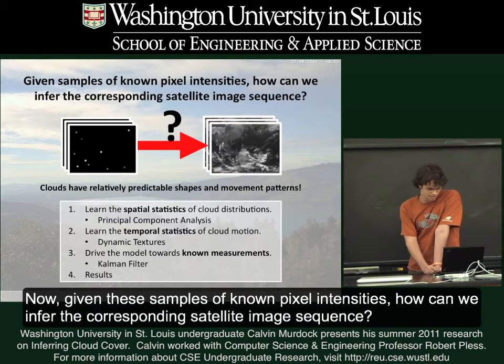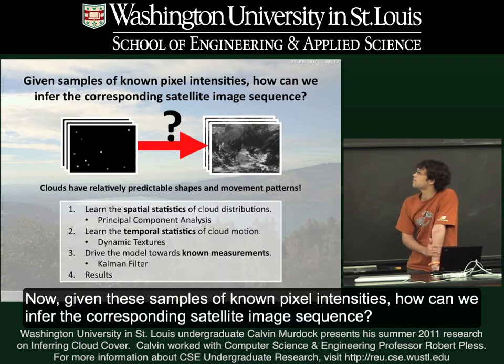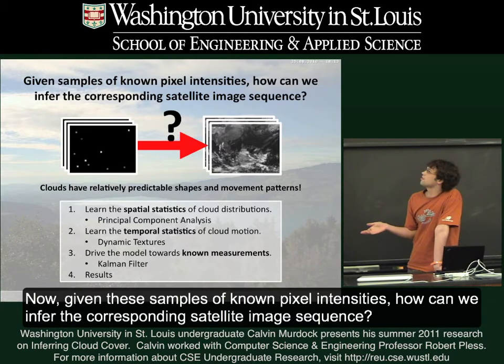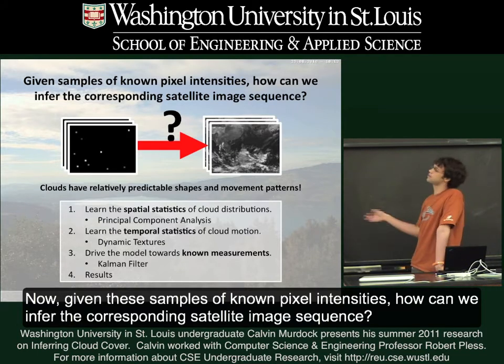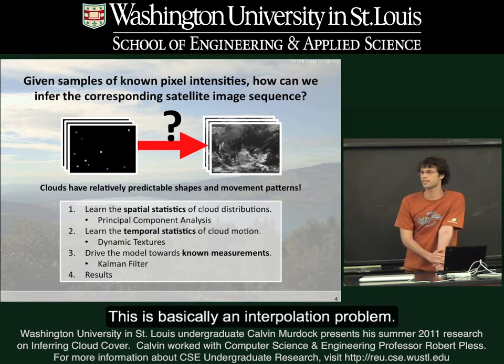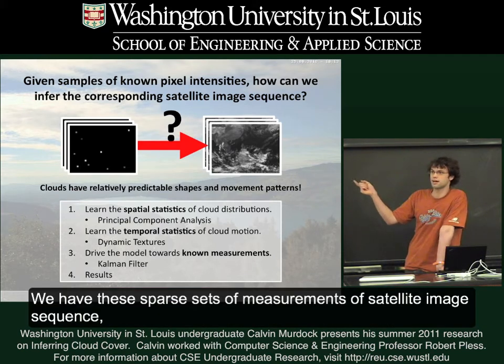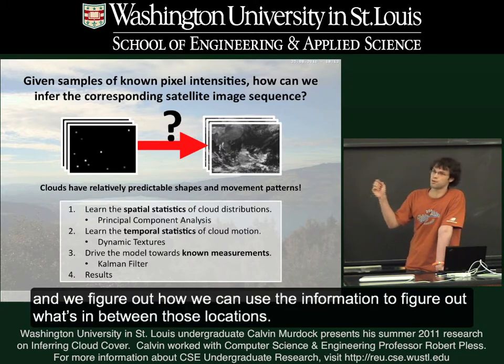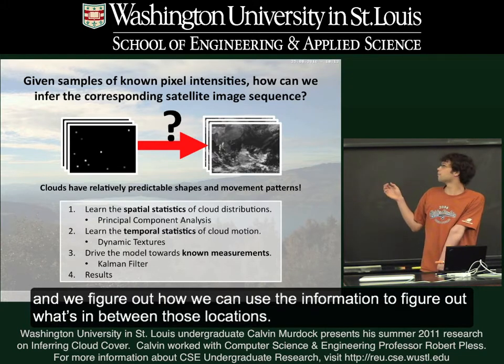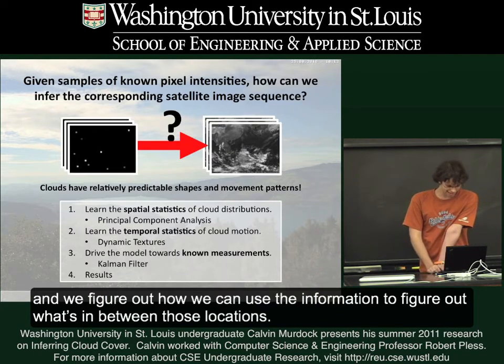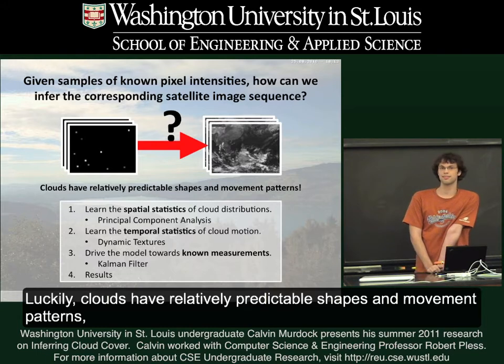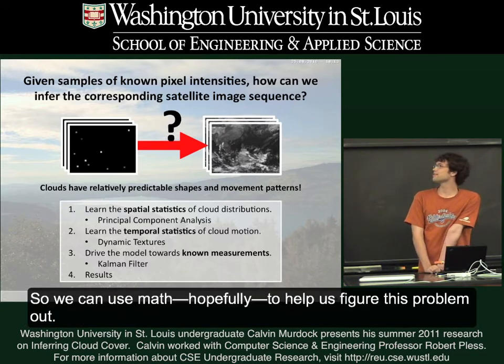So basically, the question simplifies to, given these samples of known pixel intensities, how can we infer the corresponding satellite image sequence? This is basically an interpolation problem. We have these sparse sets of measurements of a satellite image sequence, and we're going to try to figure out how we can use information to figure out what's in between those locations. And luckily, clouds have relatively predictable shapes and movement patterns, so we can use math, hopefully, to help us figure this problem out.